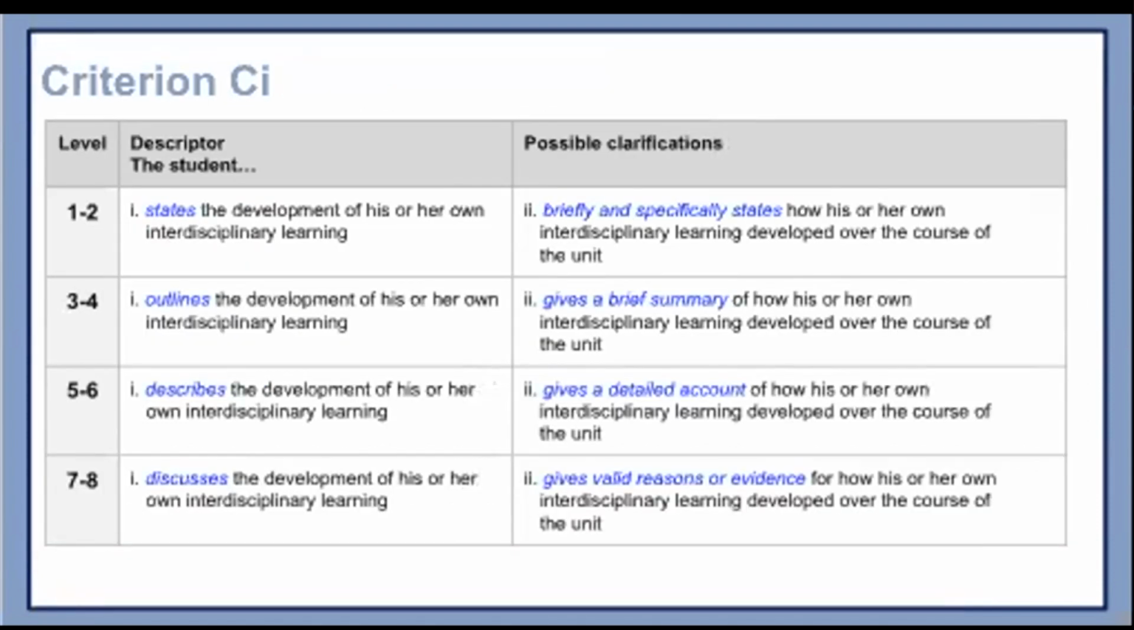Okay, so criterion C1, again, if they need additional support, the definitions can be included. For instance, for discusses, you could put give valid reasons or evidence. For describe, you could say give a detailed account, right? You can use those to provide more clarity.